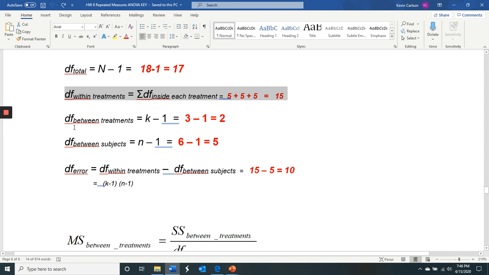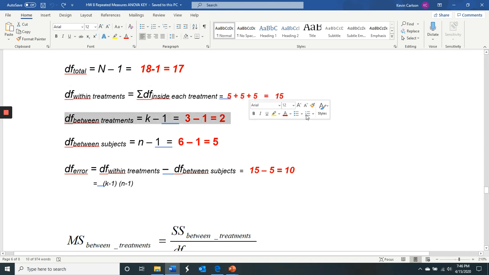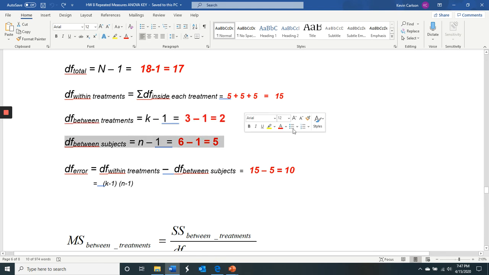Our degrees of freedom between treatments is going to be the same as what we've always had because we're just using 3 levels. So we have 3 levels of the memorization strategies. So the degrees of freedom between treatments is 3 minus 1 is 2. Then we take the degrees of freedom between subjects. That's just simply small n minus 1. What's small n? Well, how many people are in our study? There's 6 people. So 6 minus 1 is 5.